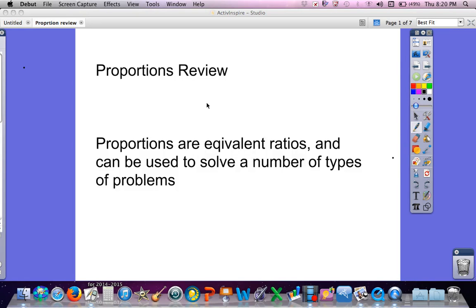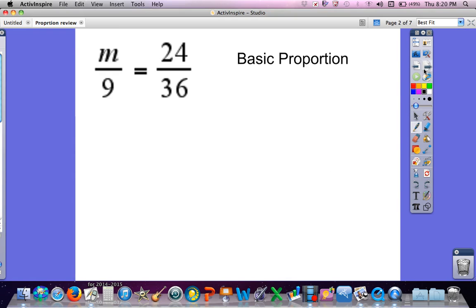We are doing a review of proportions. Proportions are basically equivalent ratios, and they can be used to solve a number of types of problems. So, your basic proportion deals with two sets of ratios, which really look like equivalent fractions. As you'll notice, in this basic proportion, there are three numbers and one variable.